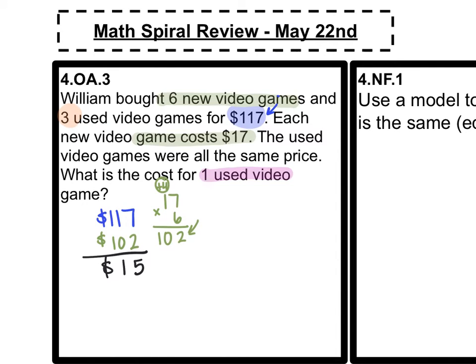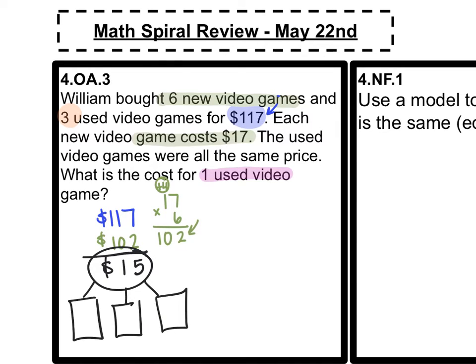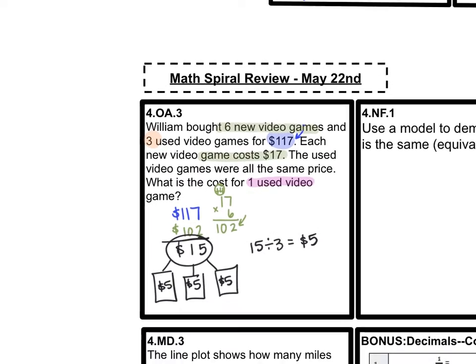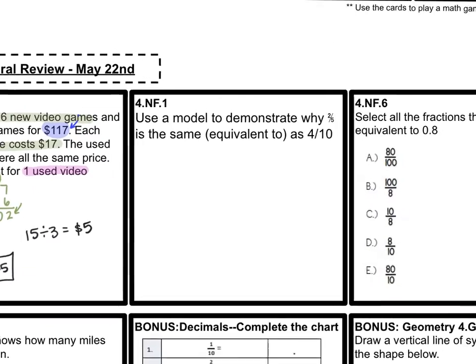So he spent a total of $15 on all 3 video games, meaning that this $15 went towards all 3 games. So what we have to decide is how much was each of those games, so you have to do 15 divided by 3, or 3 times what gives us 15, which is $5. So he spent $5 on each of these used video games. Of course, you need to write a sentence.